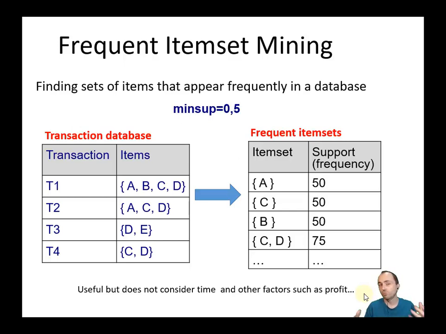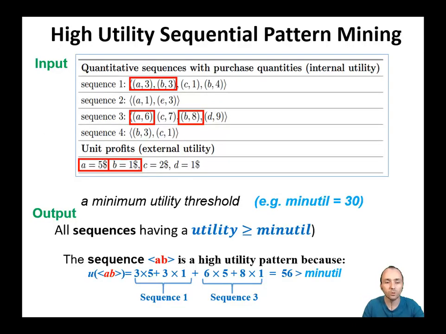So other factors like money and so on could be taken into account, and maybe it will be interesting to take into account. So to address this issue, a new problem was proposed called high utility sequential pattern mining. The input is a quantitative sequence database where we have some quantities. So it is some sequence, for example, of events or items that have some values like quantities.